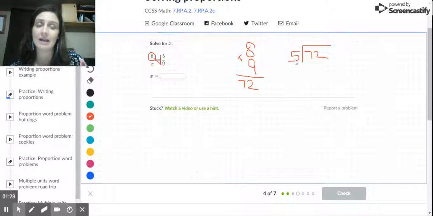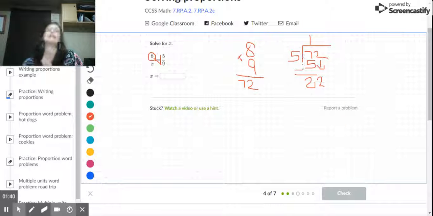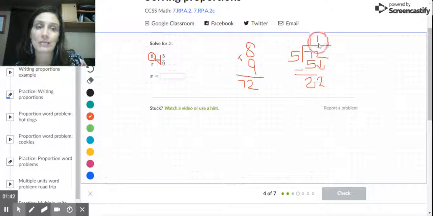Well, 5 we know goes into 7 one time. 1 times 5 is 5. When I subtract, I'm left with 2. Bring down the other 2. I'm not very good at writing with this thing. So 5 goes into 22 4 times. 4 times 5 is 20. When I subtract, I'm left with 2.